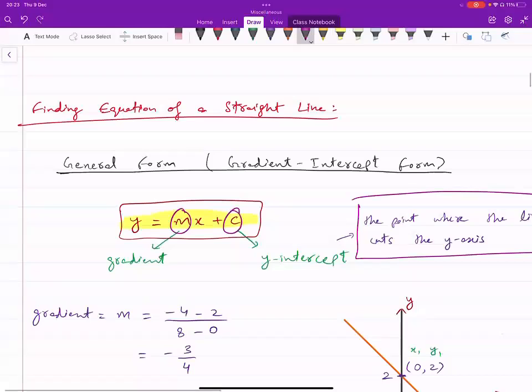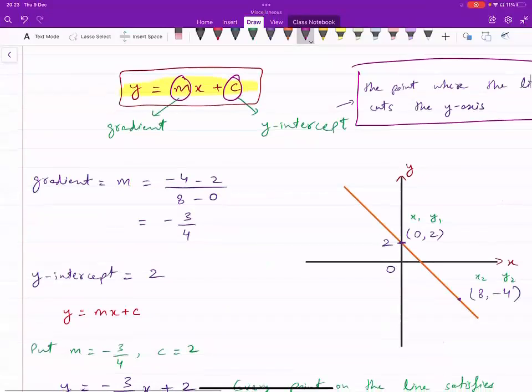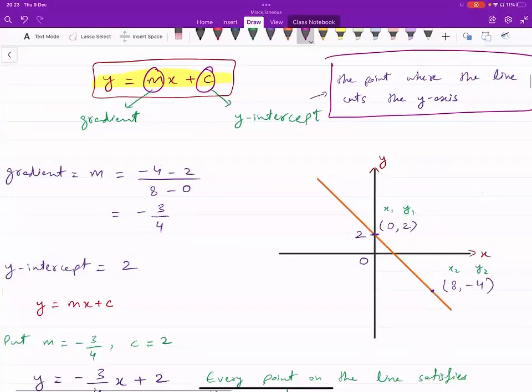So let's take an example. Let's say you've got 2 points. For instance, (8, -4). This is the one point that you have. You have another point that is (0, 2). You want to find the equation of the line that is passing through these 2 points, and that's this line here. Okay. So what can you do for this?